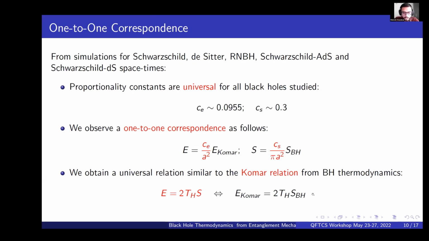And this is something independent, as you notice, of A that pops up over here, which is a parameter that you essentially have to tune. It depends on the model that you're looking at, how big or how small the UV cutoff is. But irrespective of what that parameter A is, we essentially get the Komar relation from entanglement mechanics regardless.